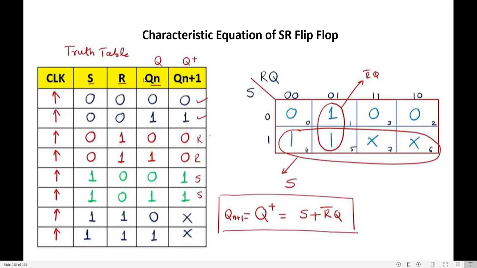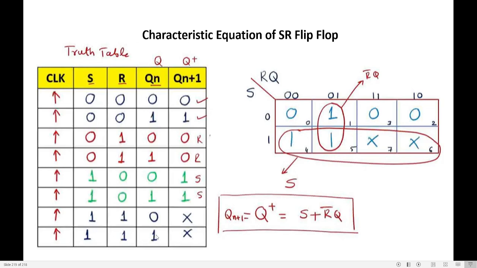When Qn is previous, Q of n plus 1 is next. You should understand, Qn is previous, Q of n plus 1 is next. Now, since there are three inputs, give the combination 0, 0, 0, 0, 0, 1, 0, 1, 0 from 0, 0, 0 to 1, 1, 1. Fill this with the data.